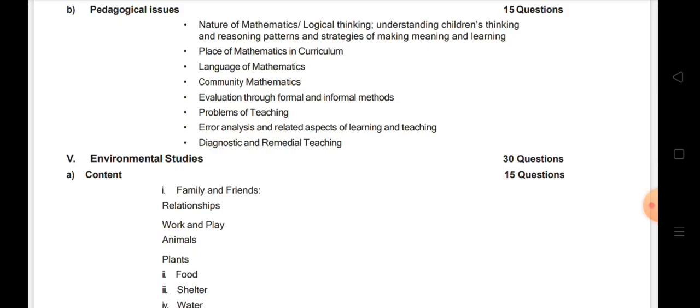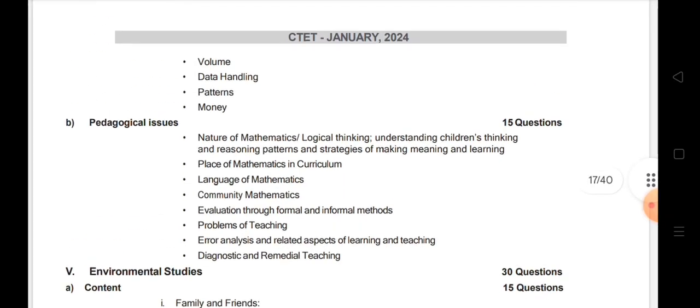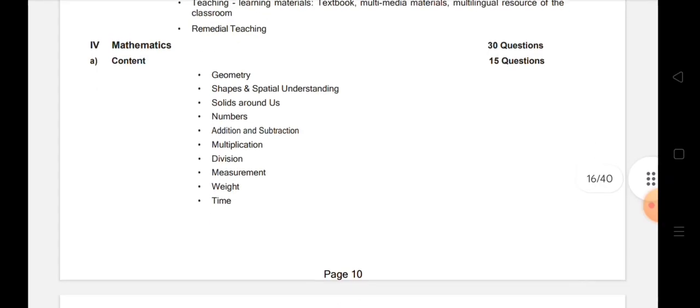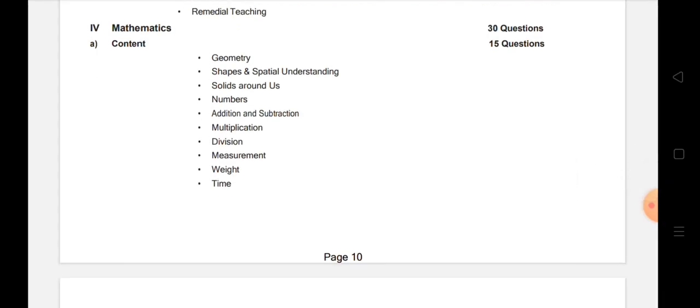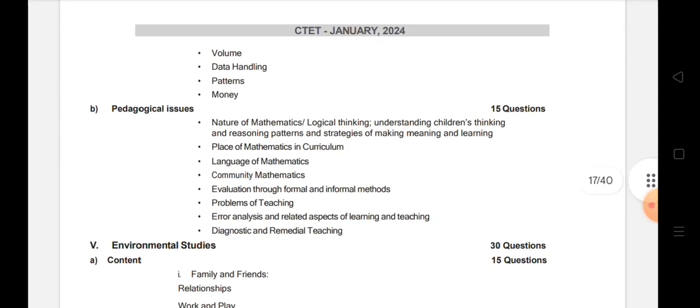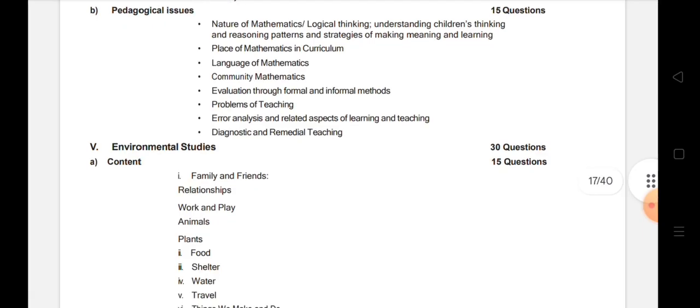Why do not worry? Because see, on top what you have seen just now is coming for how many marks? It is coming for 15 marks, right? So mathematics content is coming for 15 marks. So skip it, don't study, no problem, leave it, you don't have to study this. But at least try to study these other 15 marks, which means the pedagogical issues you should study, because this pedagogical issue is the same with all the subjects.